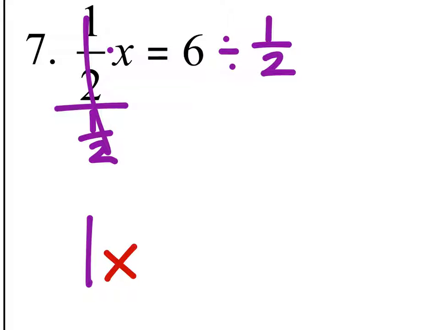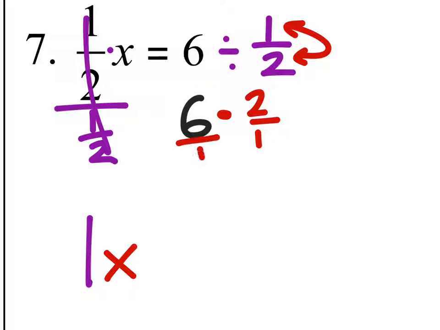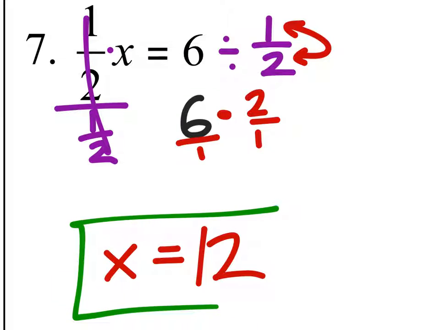But if I do it to one side, I must do it to the other side as well. Now again, we don't usually divide fractions. We usually change this to multiplication, but when we do that, we got to reciprocate the 1/2. So this would be 2 over 1. And we can make that 6 over 1 if we want. 6 over 1 times 2 over 1 is 12. Now again, we don't need the 1 right there. So this just becomes x equals 12.